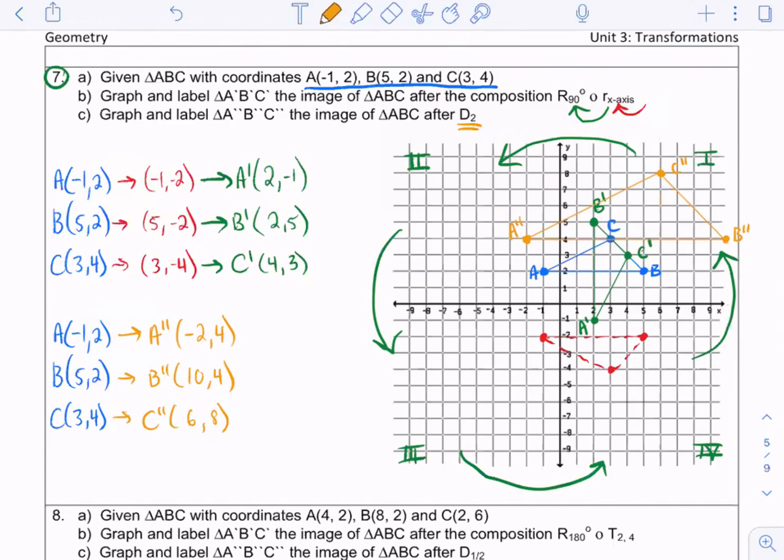So as long as you pay attention to what it's asking and as long as you know how to do all your transformations, then you shouldn't have any problem with this unit, with this topic.